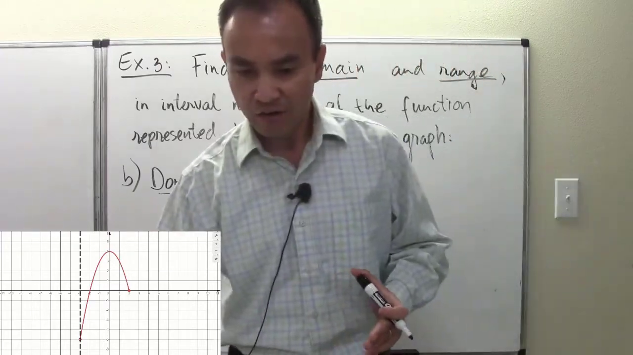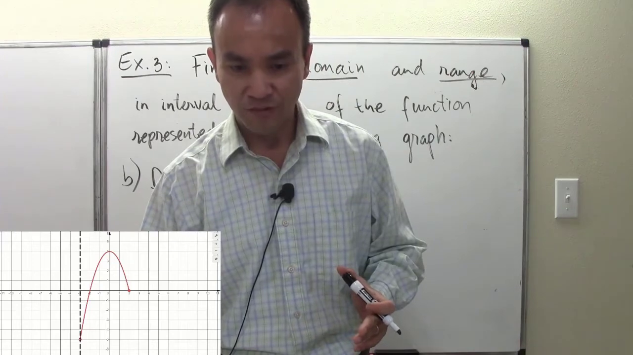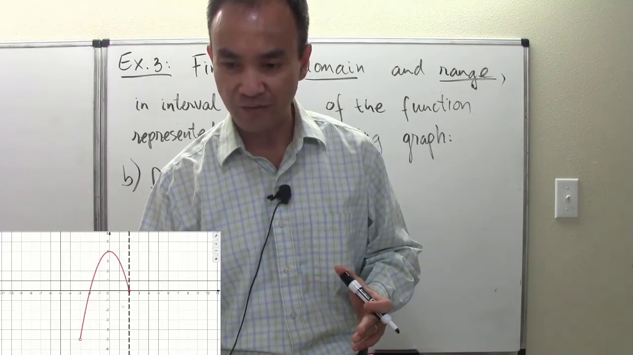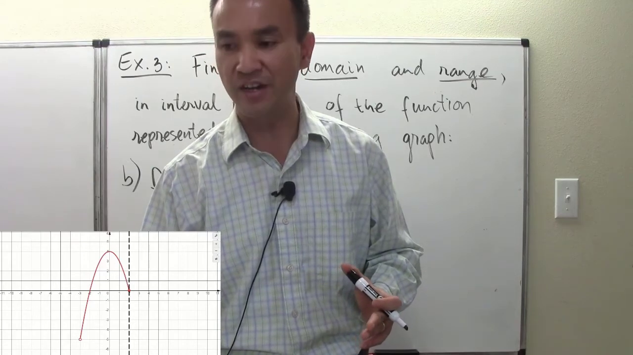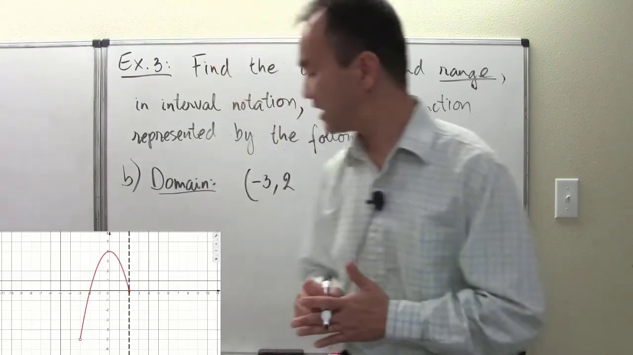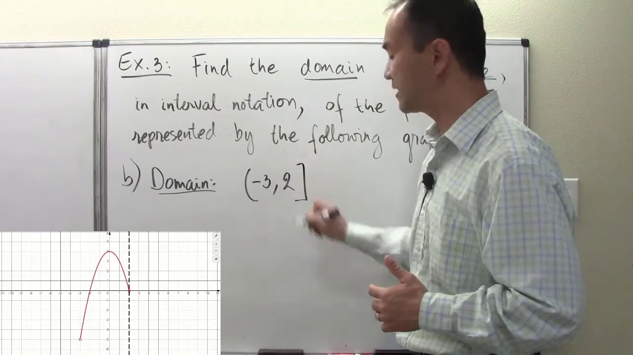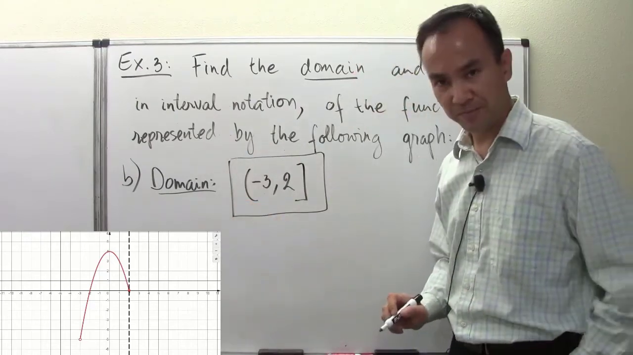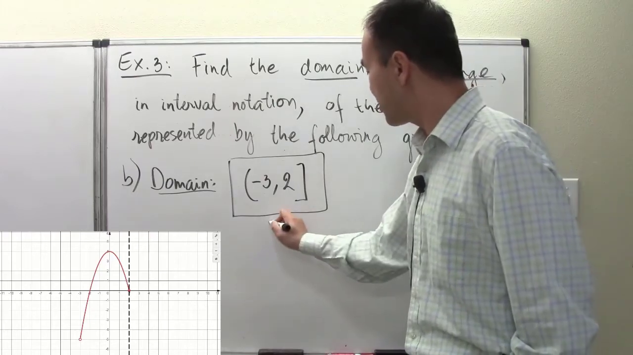What about 2 right here? On the graph, moving the vertical line over to x equals 2, we have a solid point. This solid point, in our experience, means we are including x equals 2. And so that completes our interval of the domain right here. Now let's look at the range.